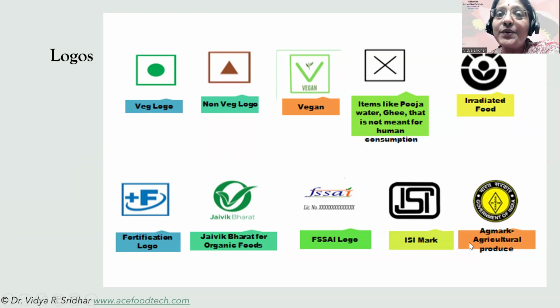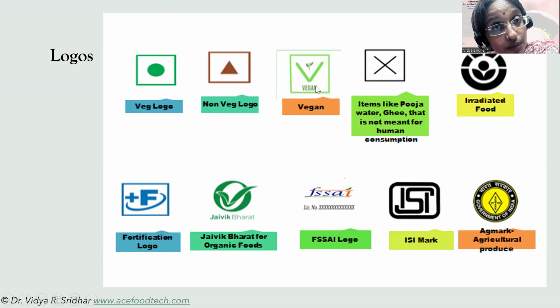So what are the other logos here? We have a vegan logo. We have an organic foods logo right here, the Jaivik Bharat. And then we have a fortification logo. Fortification logos, you must be seeing on milk packets that have some fortification with vitamins. You will find those.